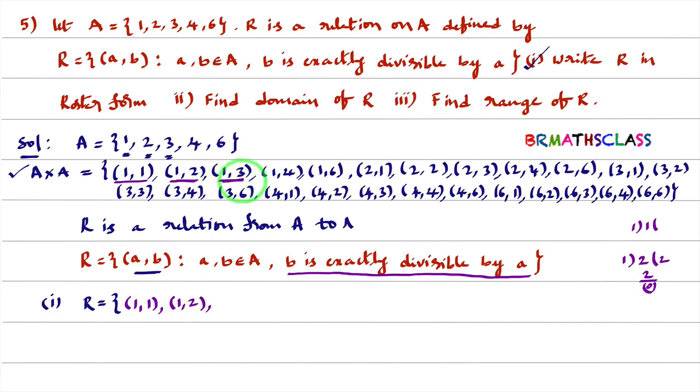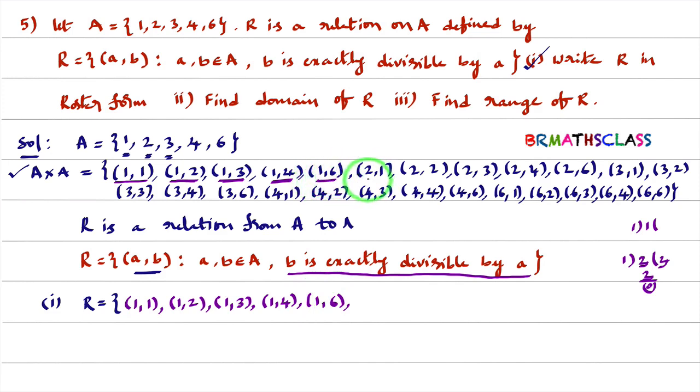For the ordered pair 1, 3, you just observe whether 3 is exactly divisible by 1 or not. Yes, 3 is exactly divisible by 1. So the ordered pair 1, 3 belongs to this relation. Similarly, the ordered pair 1, 4 also belongs to this relation. Is 6 exactly divisible by 1? Yes, so 1, 6 as well. Now I checked till here.